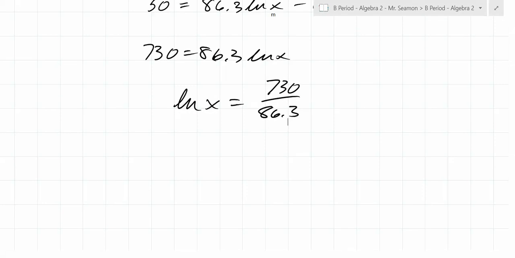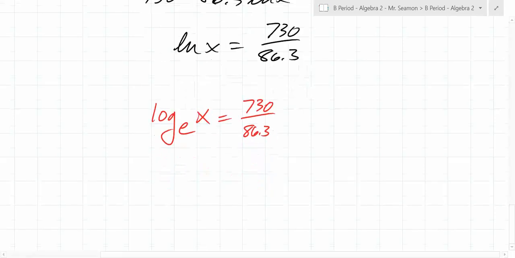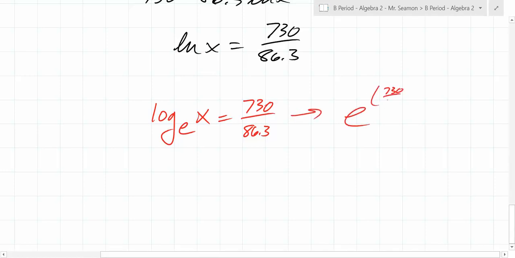So what is ln? What does ln stand for? Log base e. So again, if I ask you what is ln, you say it's log base e. So now that that's in log form with a coefficient of 1, what can we convert it to? Exponential. So it's e to the 730 over 86.3 equals x. So you just do that on your calculator right there.